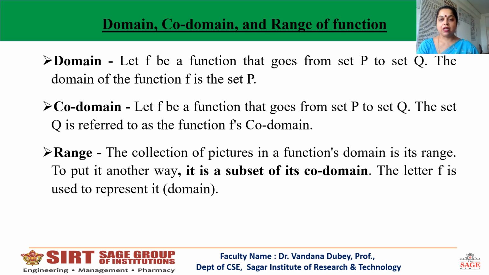Now range. There may be a possibility that all elements of set Q are not the images of set P elements. Only those elements of set Q which are images of elements of set P are called the range. So if you observe, there is a relation between codomain and range. Basically, the range of the function is lesser in size as compared to the codomain of the function.